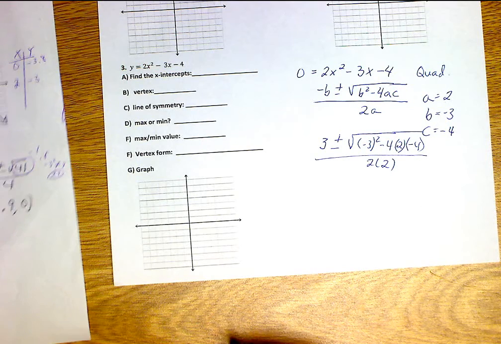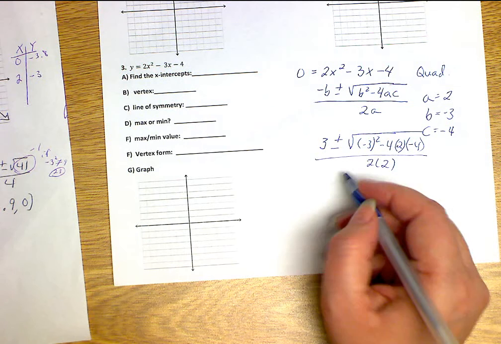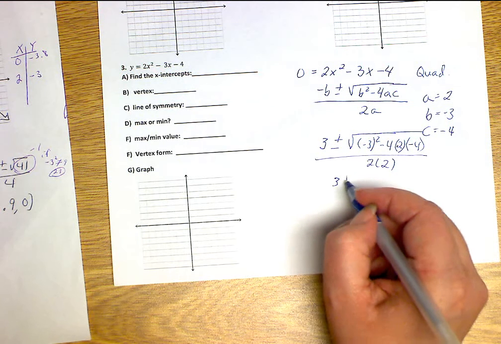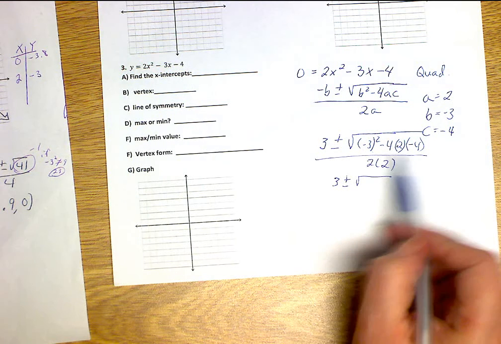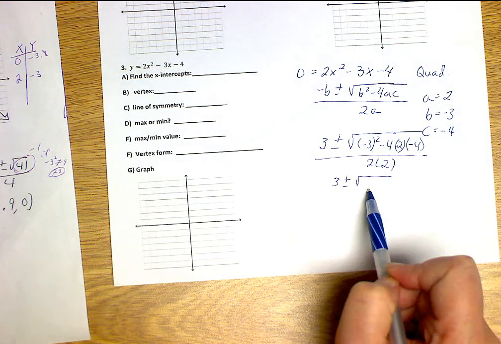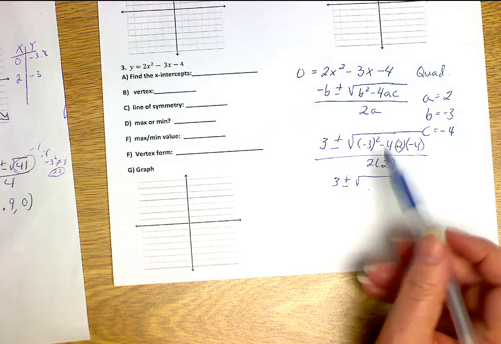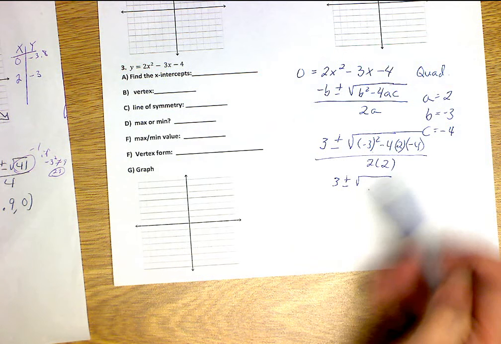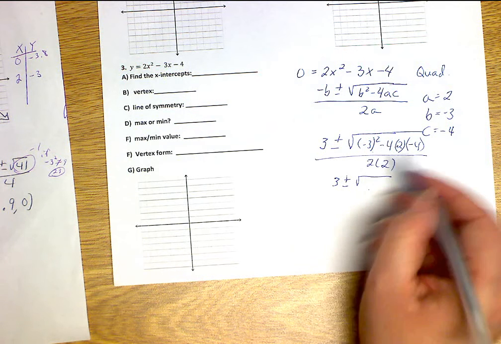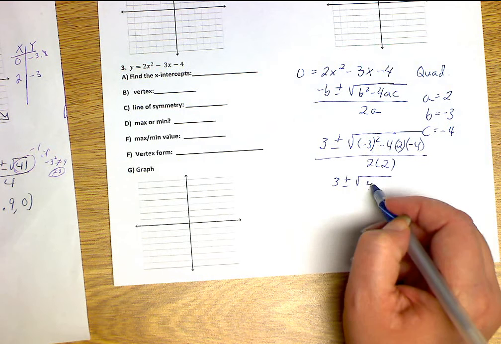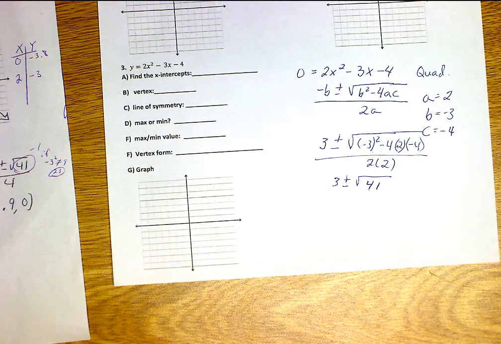A lot of you got to this part, but what happened is you go 3 plus or minus the square root, and you went from here to there, and I was very generous on not taking too many points off, but from here to there you got it wrong. So I want everyone to put that in your calculator, even if you got it right the first time, and make sure you get 41. Make sure you can plug that into your calculator and get the right thing over 4.